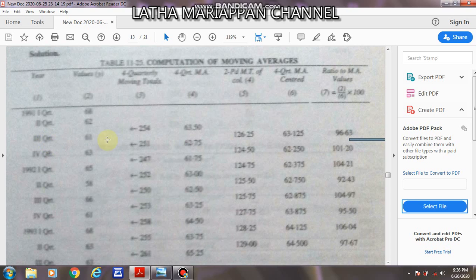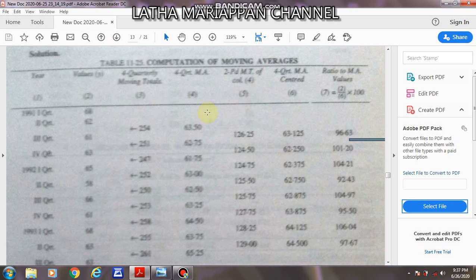Is it clear? First we take the 4 data and put the average in the center of the second and third quarter. Then take this average value, take 2 data, add the values and put the result in the center of these two. So exactly you will get the third quarter. So 63.125 you will get exactly in the row of the third quarter.